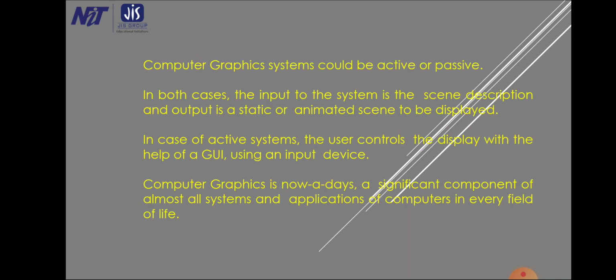Computer graphics systems can be further divided into active or passive. That means either they are active or they are called passive. They are of two types. In both the cases, the input of the system is the screen description and the output is a static or animated screen to be displayed. Now, computer graphics is nowadays a significant component of almost all systems and applications of computers in every field of life, as we have already seen.